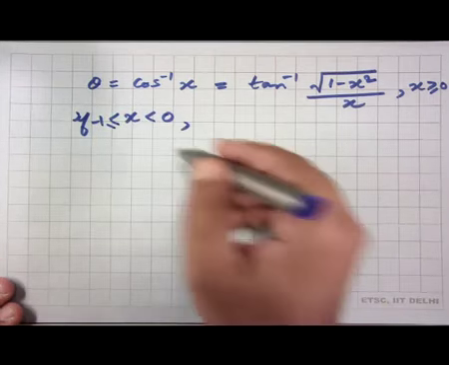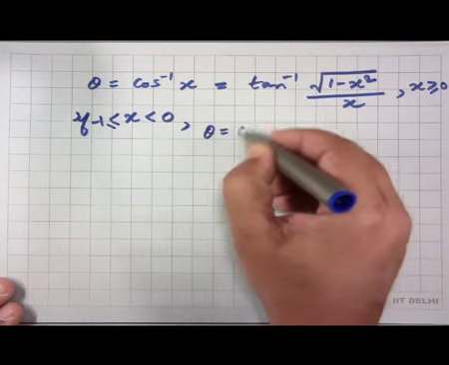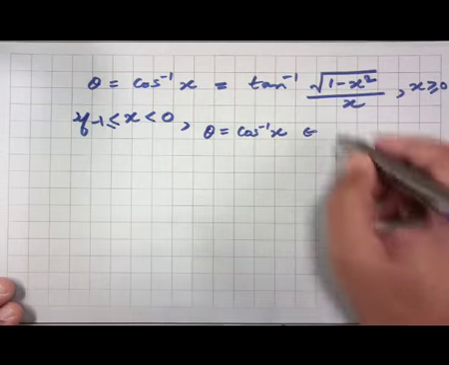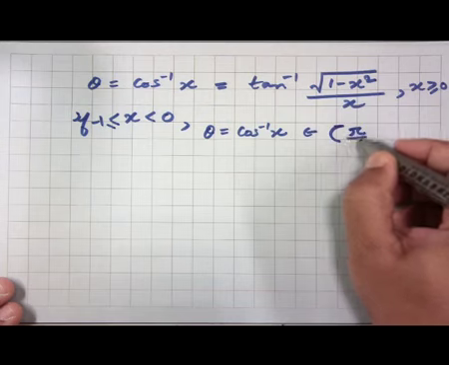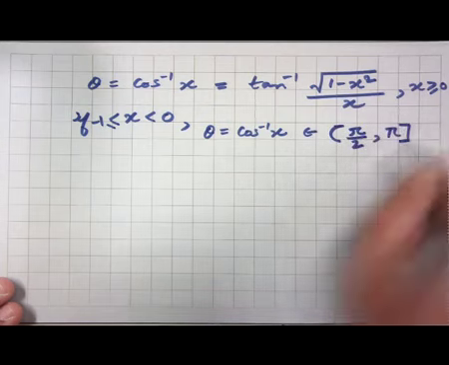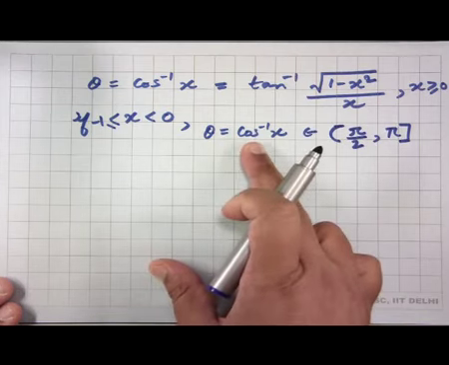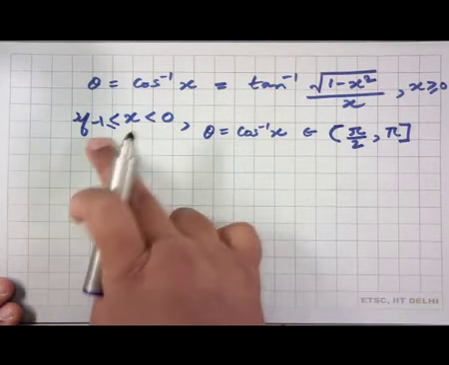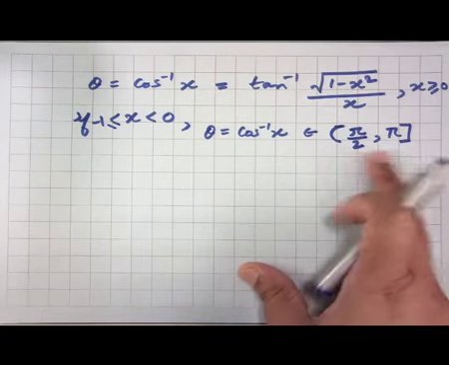then we know that theta equal to cos inverse x will belong to the interval pi by 2 to pi. This follows from the definition of the cos inverse function, because x is between minus 1 and 0, theta will obviously belong to the interval pi by 2 to pi.